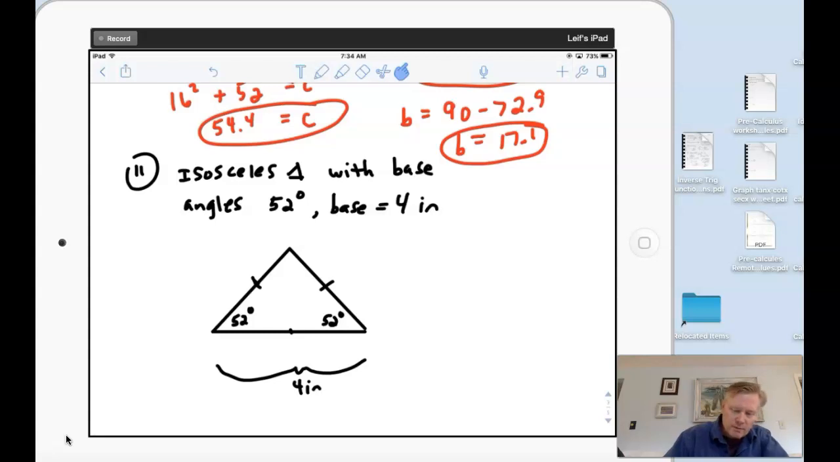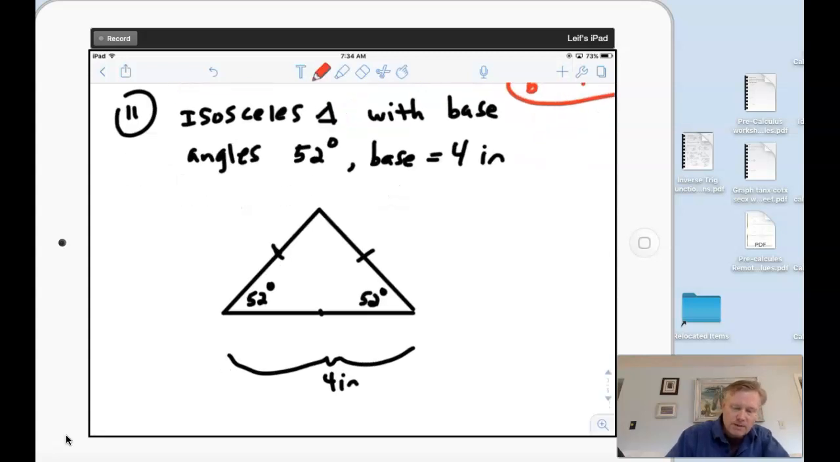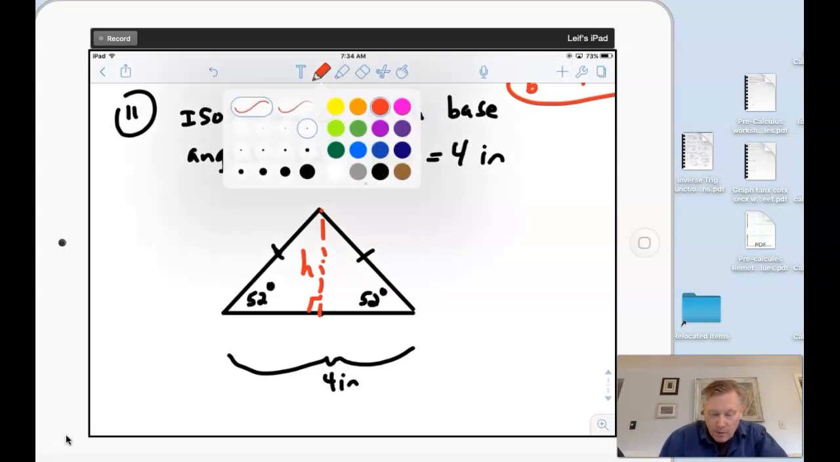What I'm going to do with this is throw an altitude in here, because I need a right triangle. If I drop an altitude down the middle of this triangle, life is going to be easier. That's going to be my height, because that will give me a right angle, and now I've got right triangles, and now I can find out what I need.